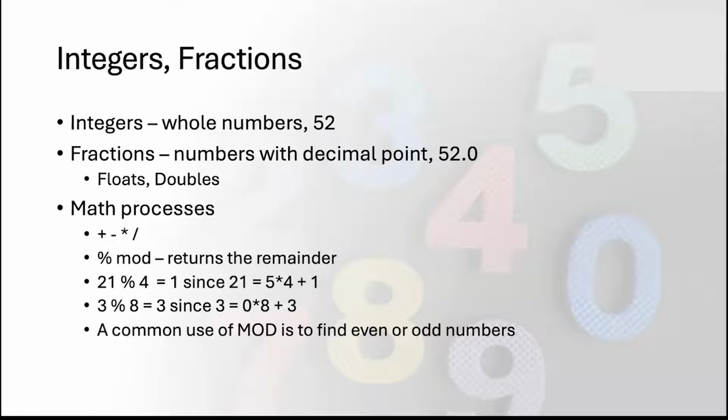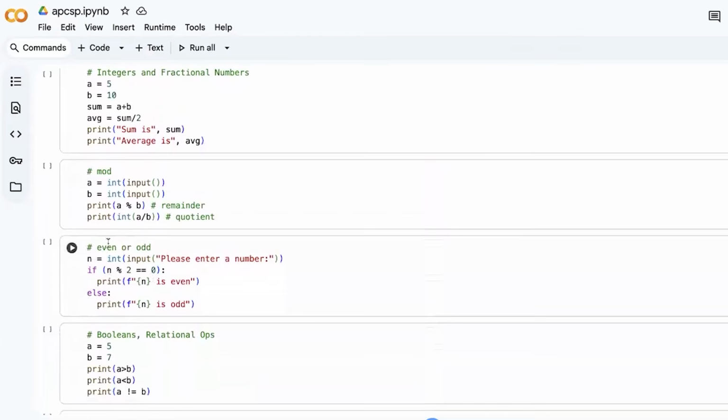A very common use of mod is to find out whether a particular number is even or odd. So here's an example of telling whether the number is even or odd. First of all, I'm asking the user to enter a number, and then I'm going to convert it into an integer. And then if the number mod 2 equals 0, that means it's a multiple of 2 because the remainder is always 0. So the number is even. Otherwise, it's 1. It's not even.